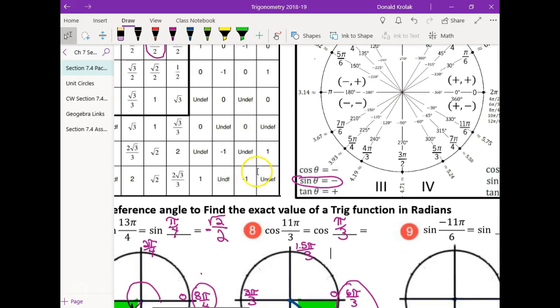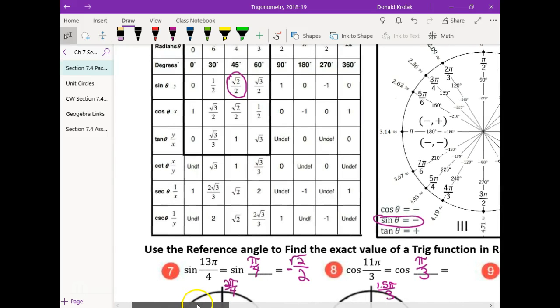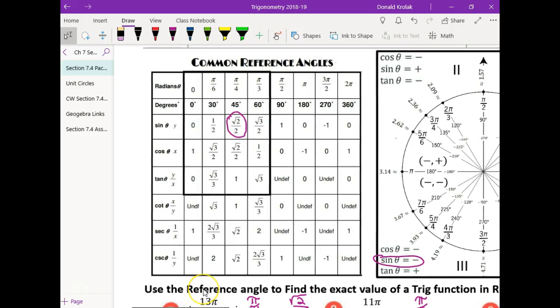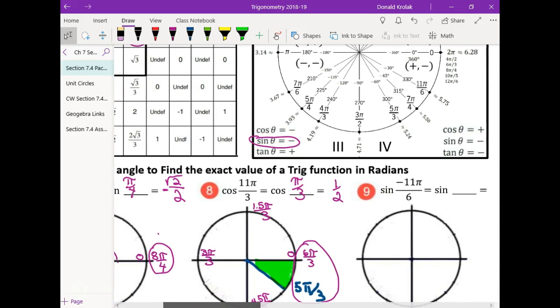Pull that out of my chart. Cosine of pi over 3 is 1/2. Okay, Chris, positive or negative? Positive. Okay, positive. Very good.